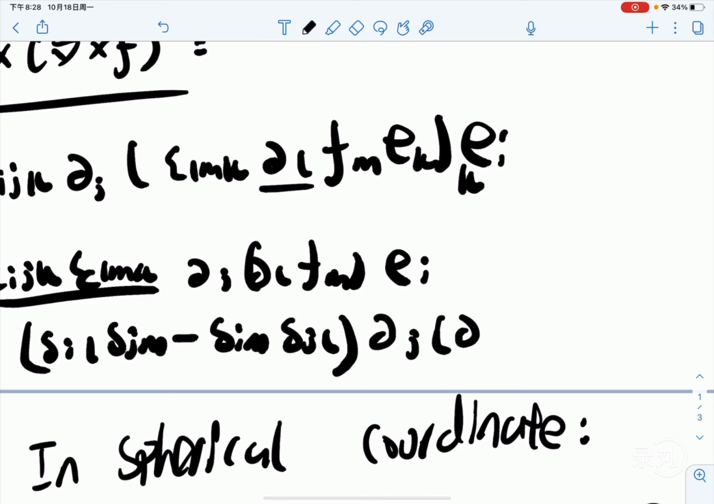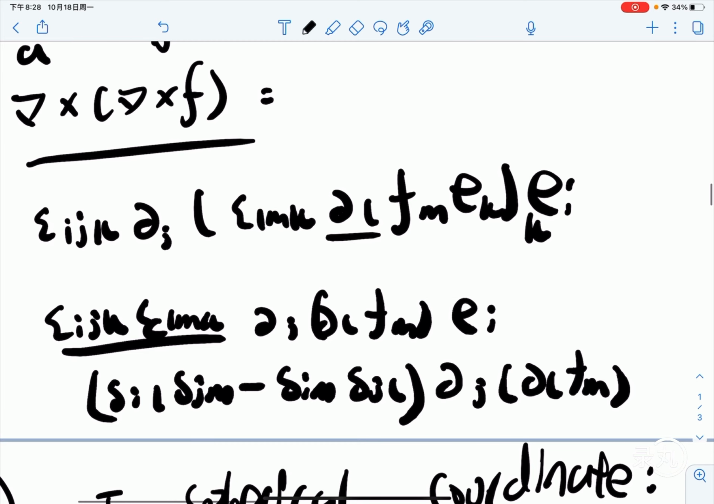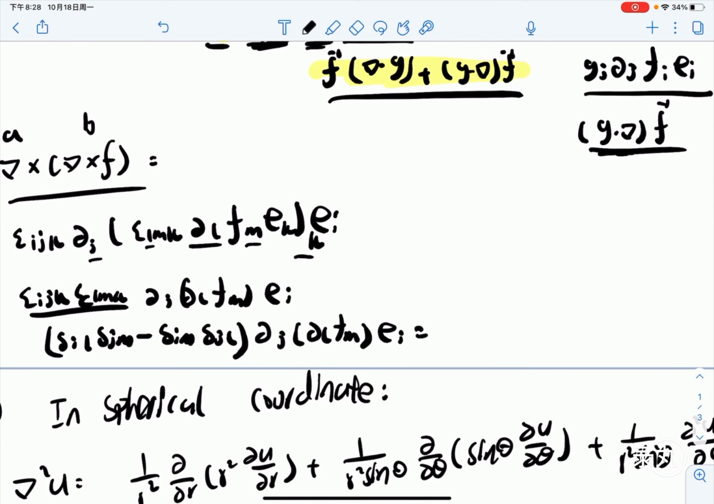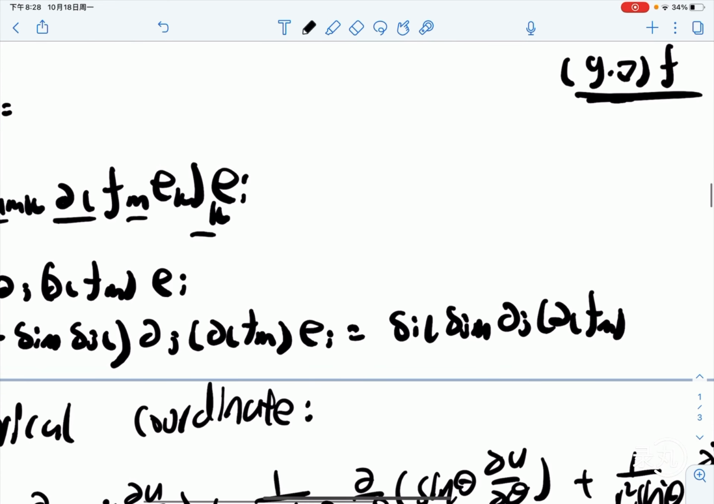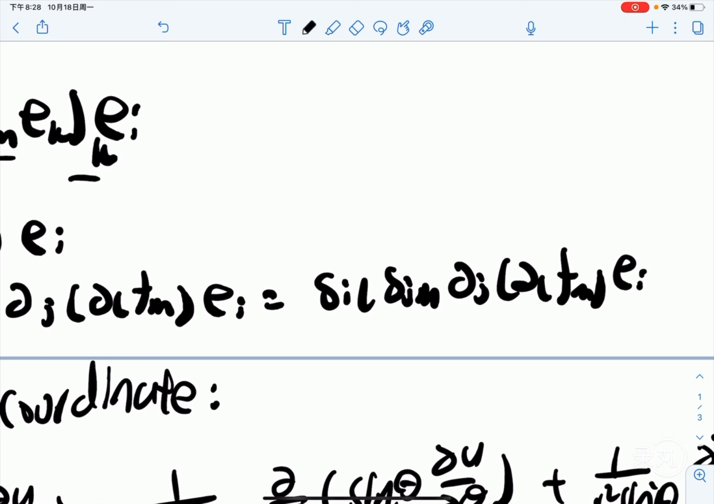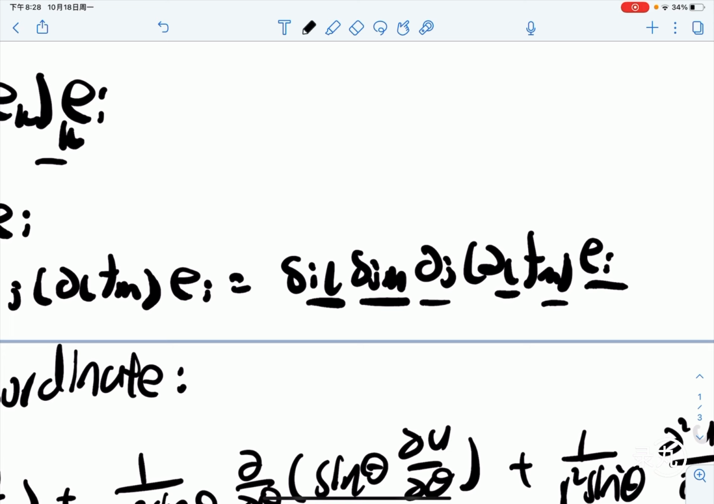g il fm, l m j k. Okay, that's fine. So the first term basically requires it is jm j l fm ei, which is requiring that I is equal to L, and J is equal to M. So the first one is basically equal to, okay, let me think. Yes, it's basically this.